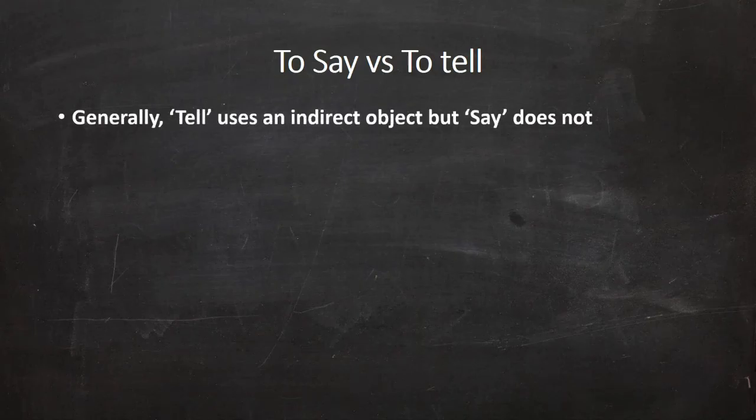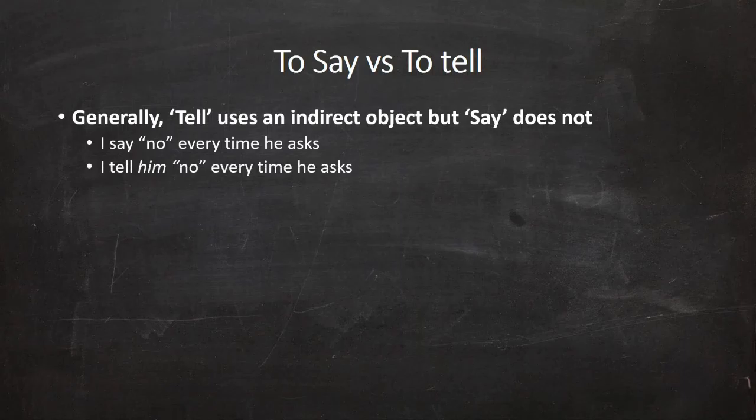Generally, tell uses an indirect object, but say doesn't. So, I say no every time he asks. Or I tell him no every time he asks. Can you see that tell has that indirect object, which is him, or it could be her or you, whereas say has the subject, which is I, but it doesn't have that indirect object.